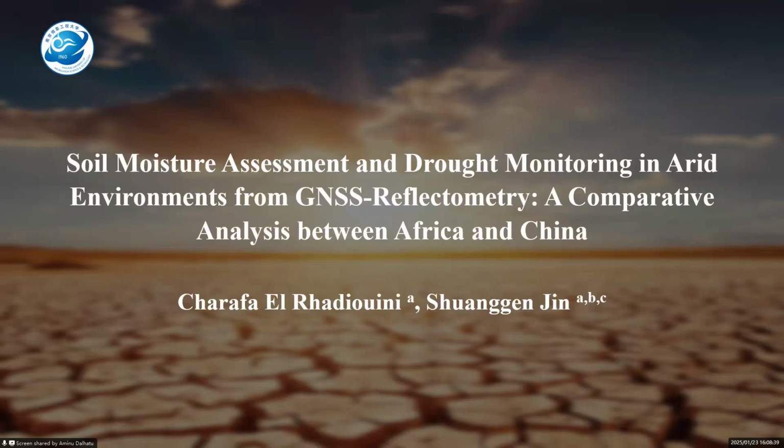Today, I'll be giving you just a small view of my research and what I'm doing right now, and it's going to be focused on one of my articles, which is soil moisture and drought monitoring using GNSS reflectometry. But most of the time, I'm going to be just saying GNSSR. And this one is going to be a comparative study between a part of China, which is the eastern region, and a part of Africa, which is basically the Horn of Africa.